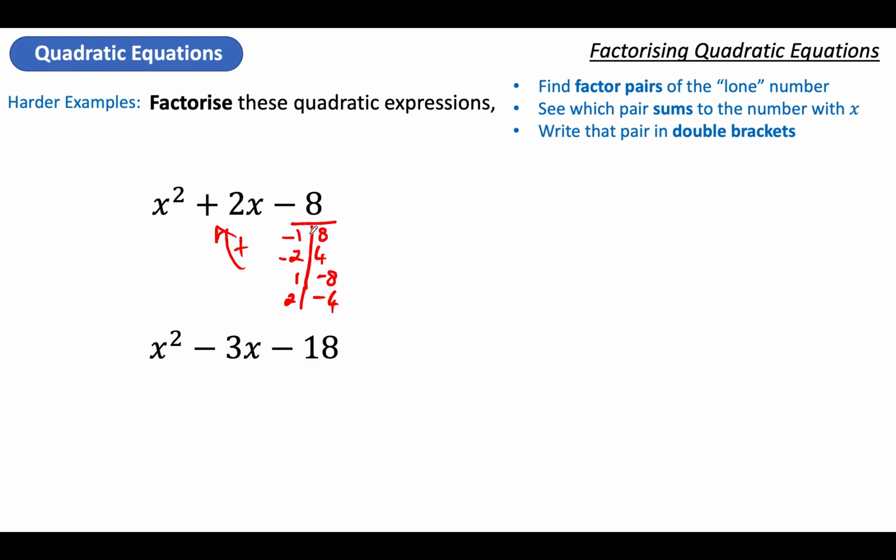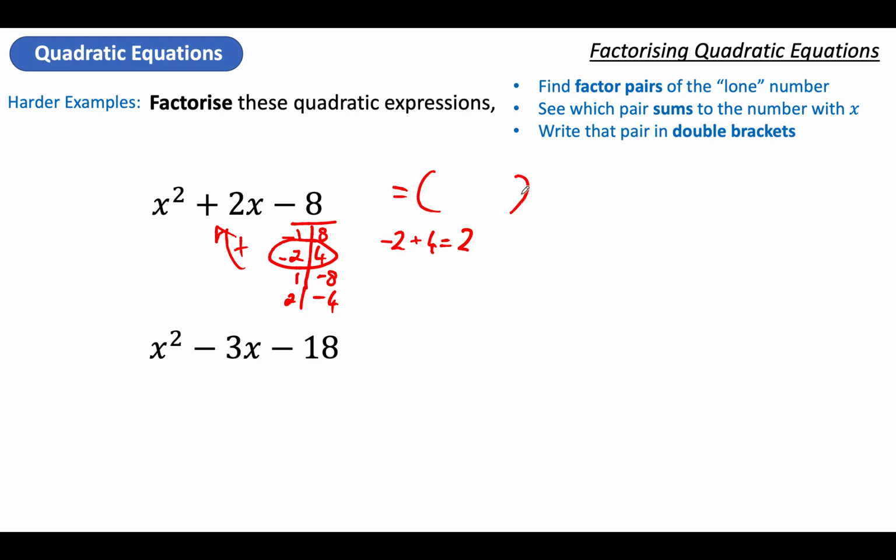Okay, so minus 1 and 8. Put those together, I get positive 7. Negative 2 and positive 4. Look at that. That's the one. I'll show you. Because if I start at negative 2, then I add 4, I get positive 2. So that is definitely the right one.